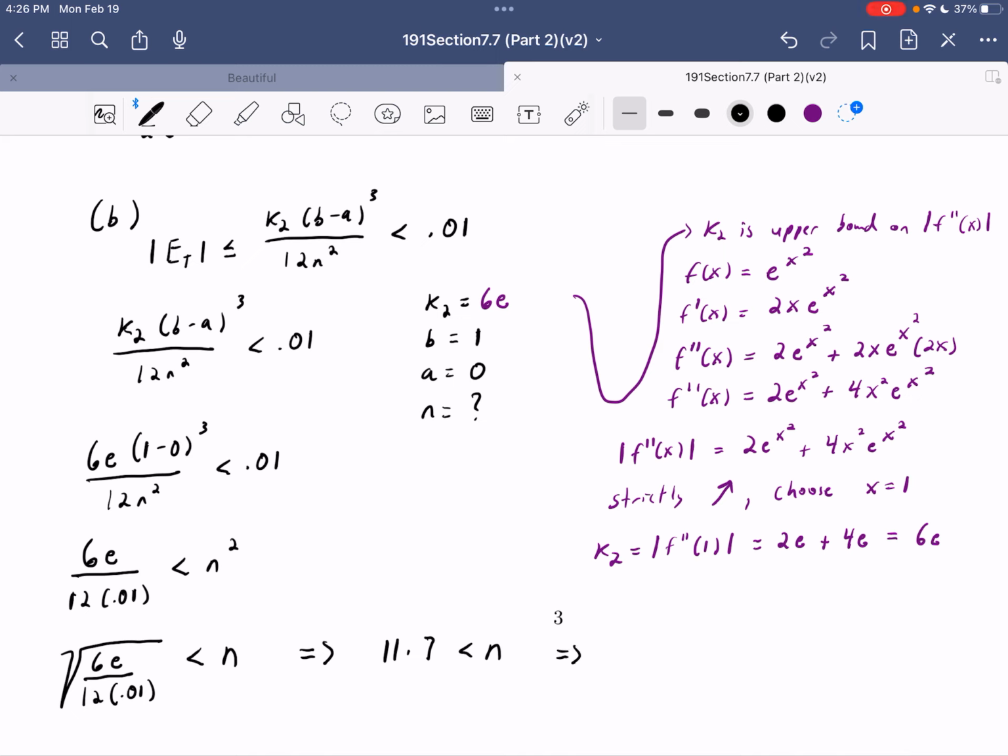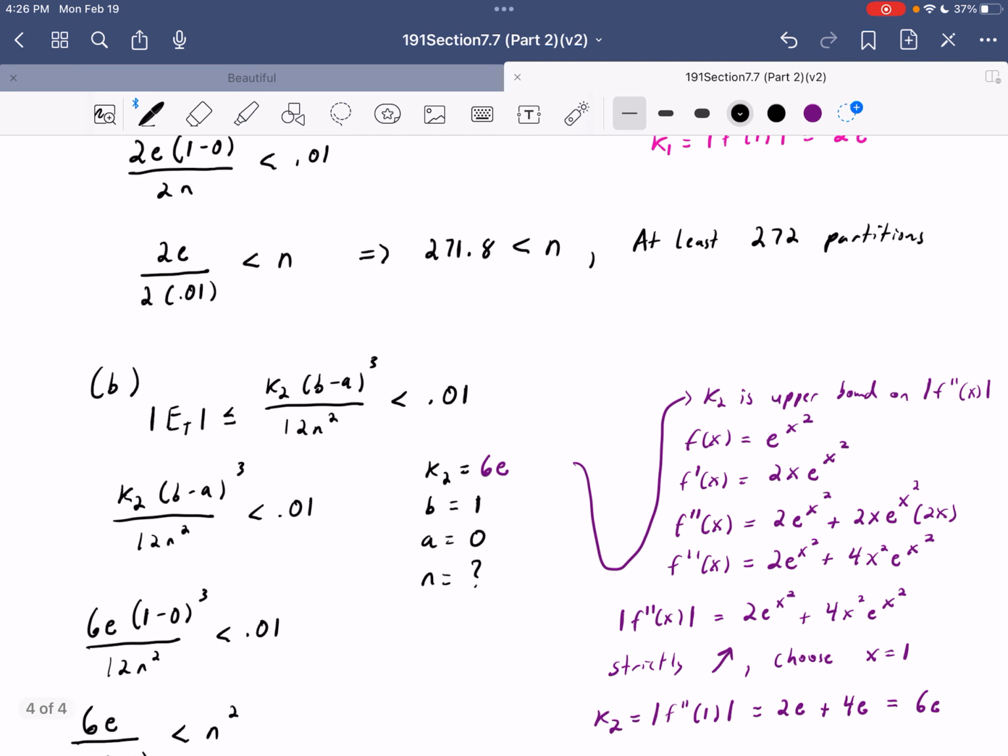Notice that we have to go up to the next whole number, so we would say at least 12 partitions. Now notice that that's pretty crazy, right? If you look at the comparison here, we need to do 272 approximations to get within 0.01 when we're using the left endpoint.